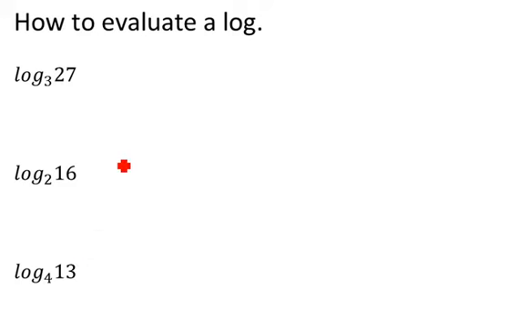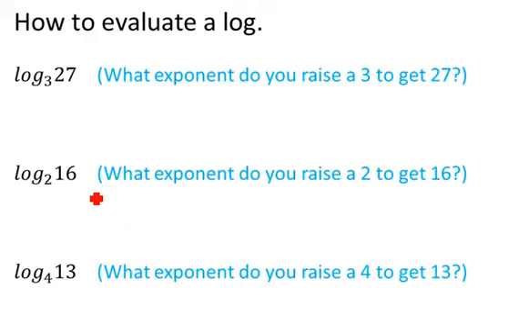Well, the first thing that we need to do is just ask ourselves the question that a logarithm asks. And I've written down here basically the question that you could ask yourself for each of these. For the first one it would be, what exponent do you raise a 3 to get 27? What exponent would you put on this 3 to get the 27? In the second one, what exponent do you raise a 2 to get 16? And finally, what exponent do you raise a 4 to get 13?